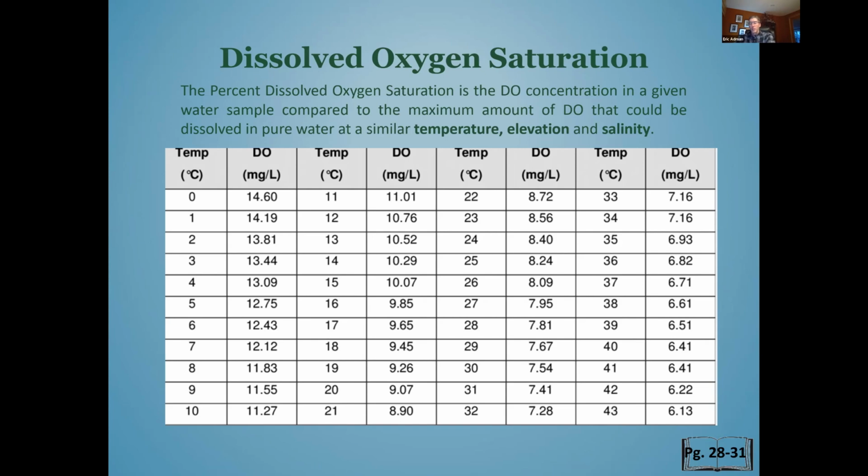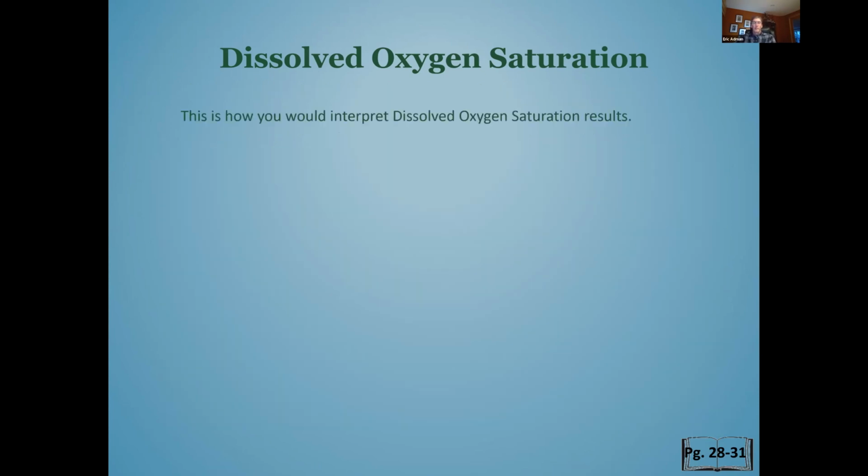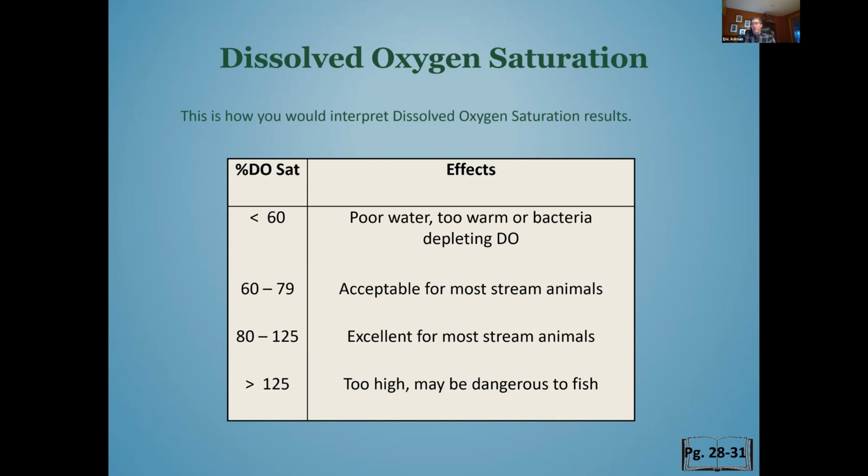So the implication of DO saturation is essentially you just want to find that it's in an acceptable range. In some cases it can be too high. That's pretty rare. That might be something you find at the bottom of a dam where there's a tremendous amount of aeration happening, or you could find very warm water that doesn't have very much dissolved oxygen. But generally speaking, usually we find that it's within an acceptable result.